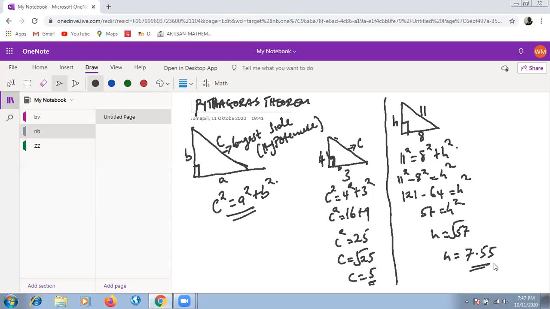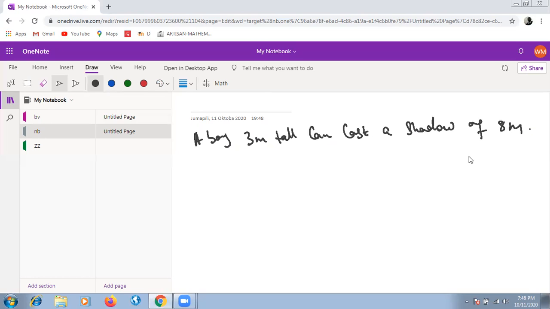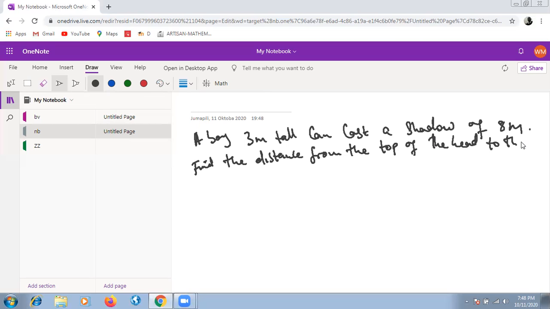We can apply this approach in real life scenarios. For example, you can be given a statement like: a boy 3 meters tall can cast a shadow of 8 meters. Find the distance from the top of the head to the tip of the shadow.